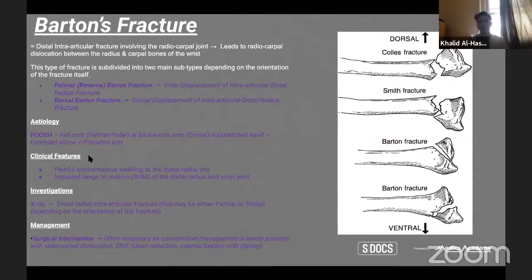Clinical features: painful erythematous swelling at the distal radial site and loss of range of motion at the wrist. The investigations again would be an X-ray, which would show you an intra-articular fracture, which is unlikely to be seen in a Colles or a Smith fracture. The management: it is very difficult to do conservative management. Usually we have to opt for surgical because it's hard to carry out surgical fixation with the radiocarpal dislocation. Therefore, ORIF is what we tend to opt for.